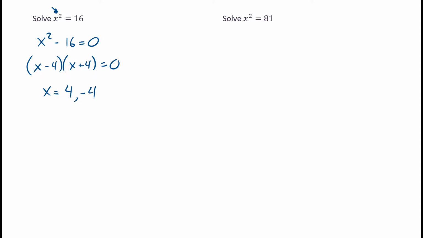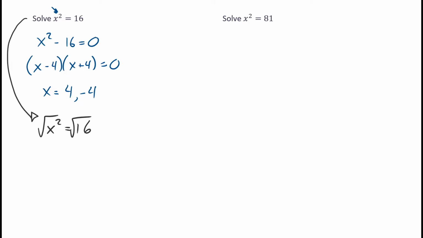But I want to look at this in a little bit different way, and instead of using the zero product property, I want to use the square root property. Because what's this equation asking? X squared equals 16. It's asking for what number times itself, that's the x squared, is equal to 16. Think about that. What number times itself? We have an operation for that. That's square root. When I take the square root of a number, it's asking what number times itself is this number. So if I have x squared equals 16, and I'm looking for just x, I can take the square root of both sides. Right?